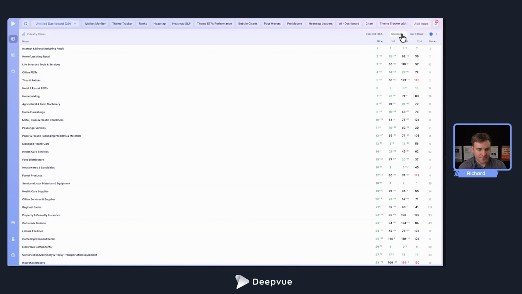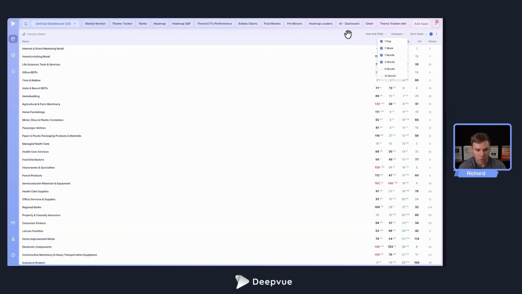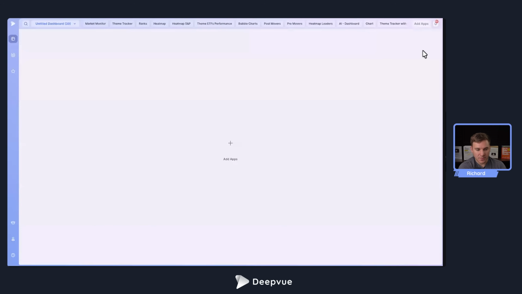And you can click and change settings by basically changing the columns. If you want a daily view, 1 week view, you could take off 12 months, 6 month if you don't use those. But that's how you use the sub industry ranks widget. So hopefully that was helpful. And yeah, I'll go ahead and make a preset for that as well.